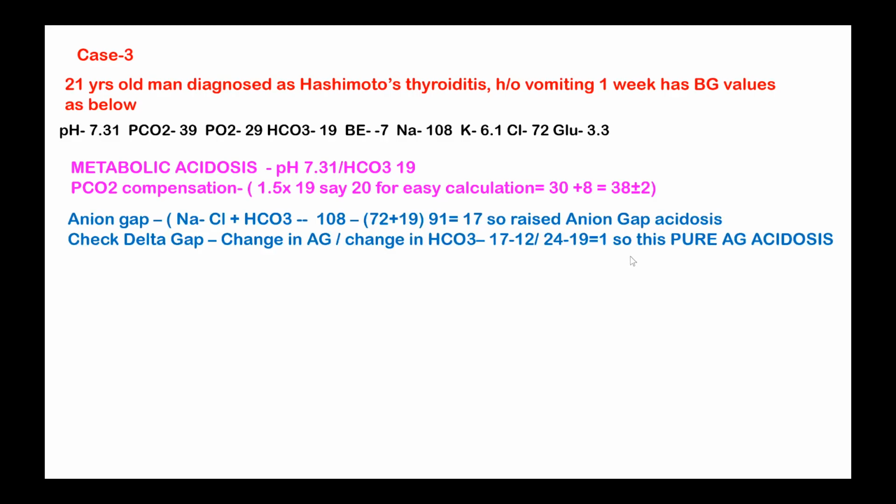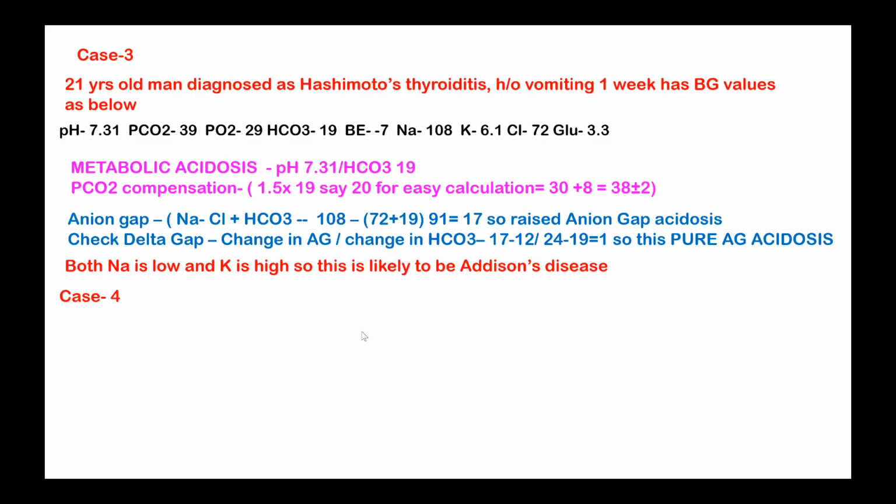So it's a pure anion gap acidosis, and the sodium is low and potassium is high. It is likely to be a metabolic disorder called Addison's disease.